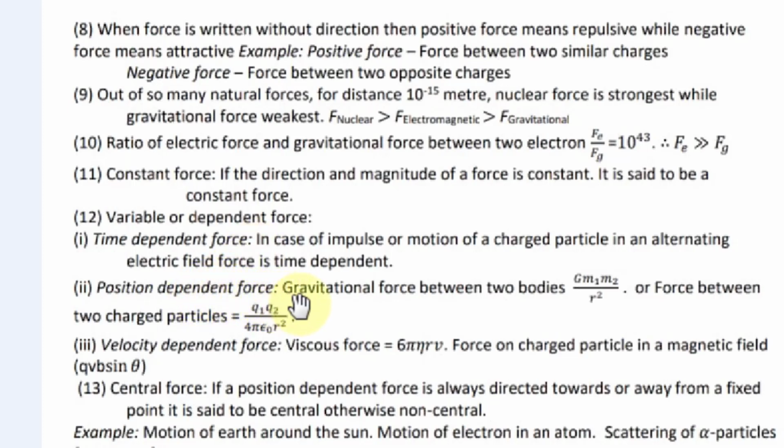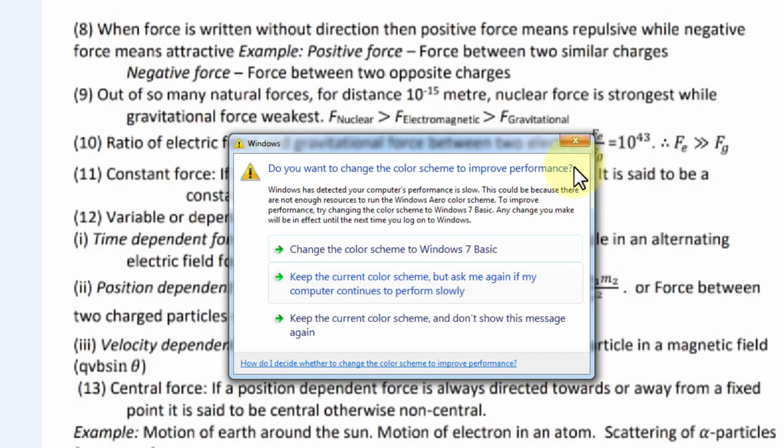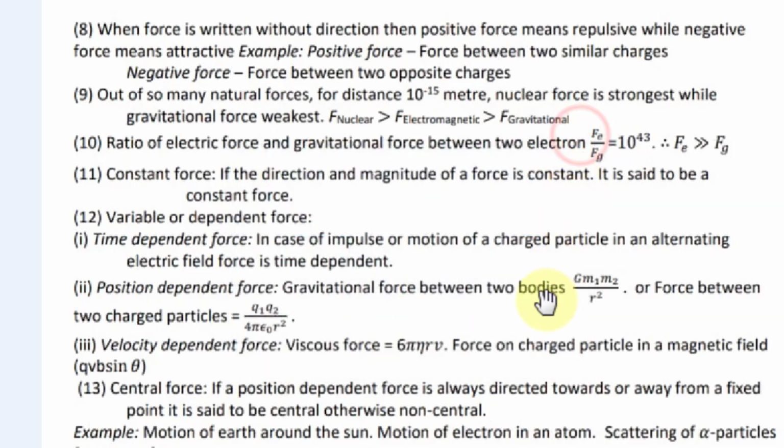What is position dependent force? Gravitational force between two bodies. That is position dependent force. Force depends upon the position. We know whenever two bodies interact with each other, there will always be a force between the two charged particles or two charged bodies. So this is a relation, this is the value of the force between the two bodies or charges.